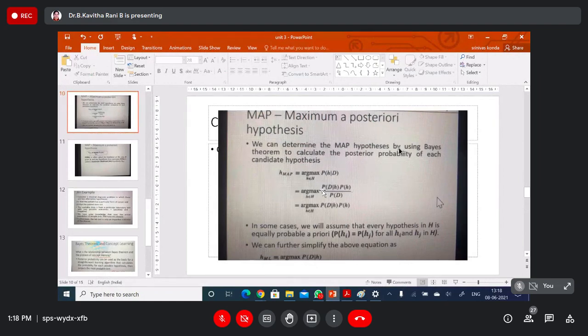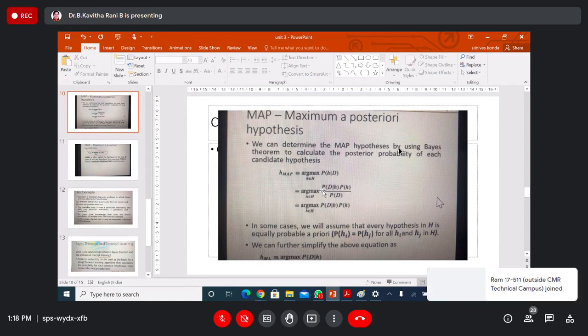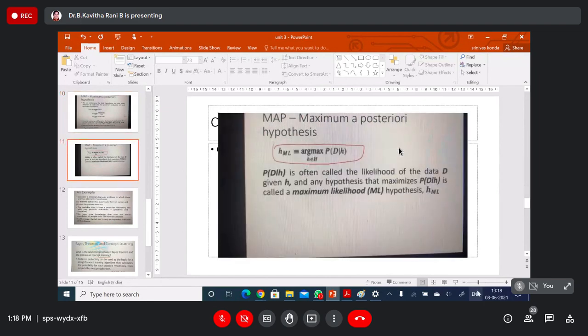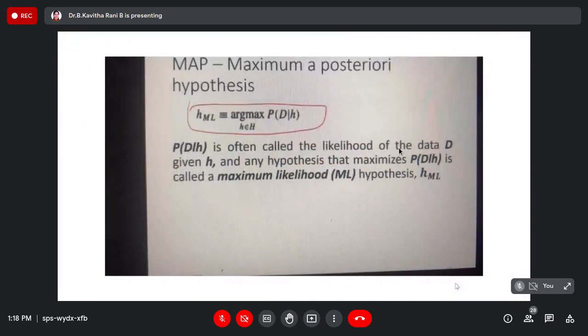When we use Bayesian learning, we will have different types of hypotheses. From those, if we want to get the best hypothesis, we will use the MAP concept, that is, maximum a posteriori hypothesis. With the help of MAP, we can identify which one is the best hypothesis. This is the formula which we will be using to find the best hypothesis.